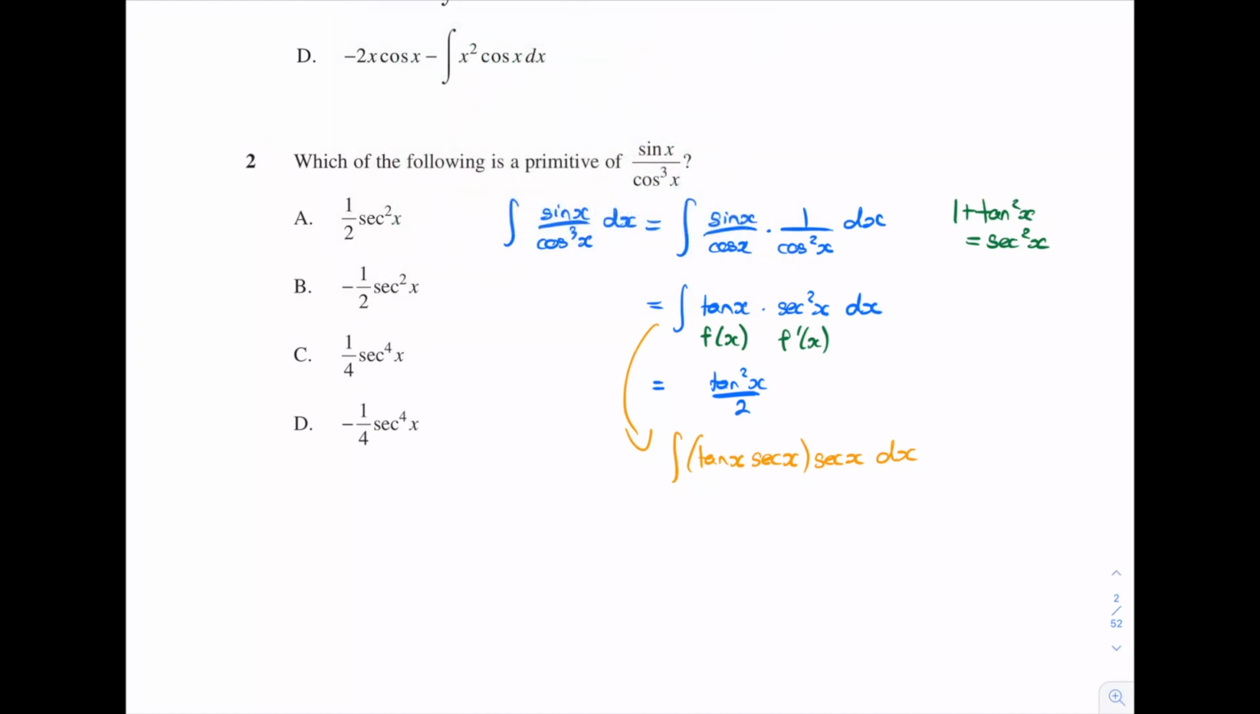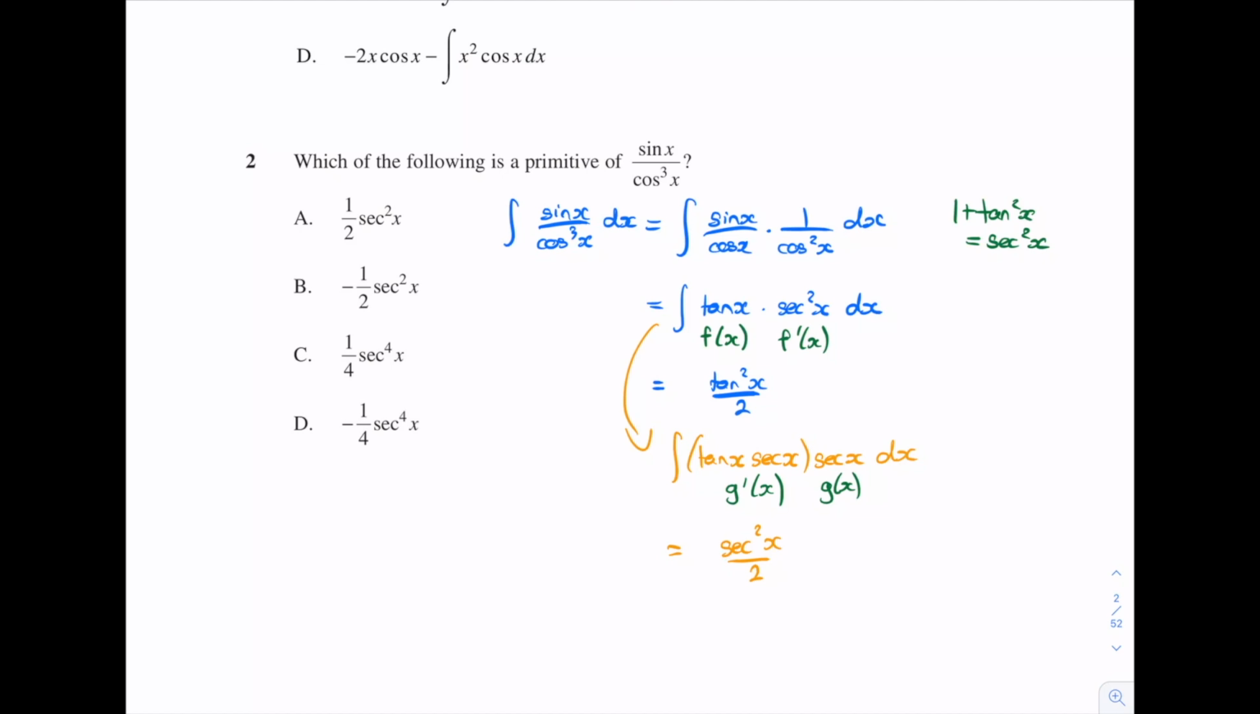I've got some function, g of x, I'm just going to call it g, but our function is sec, and the derivative of sec is sec x times tan x, which is exactly what I've got here. Okay, and so if we integrate this, we raise the power of our function by 1 and we divide by the new power.